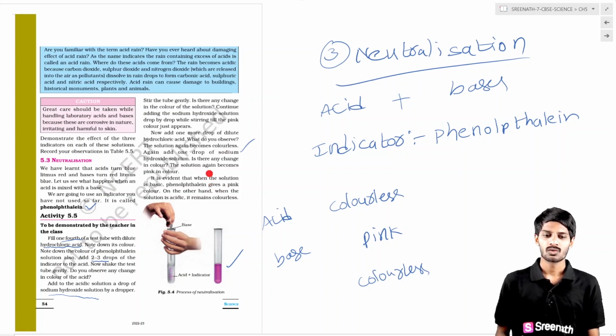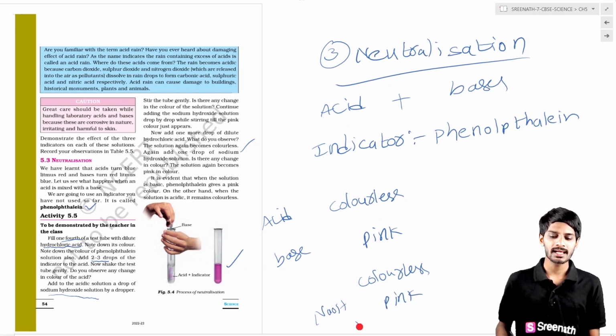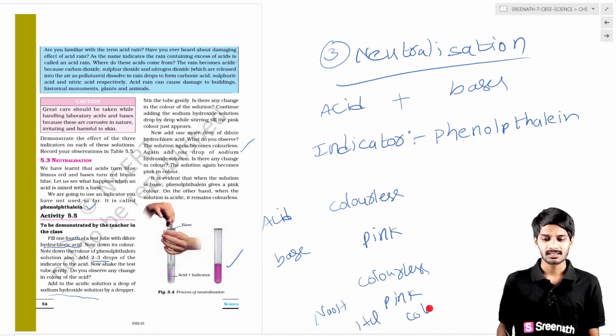It became colorless. So the solution again becomes colorless. Now, if you add NaOH, which is sodium hydroxide, again it becomes pink. Again, if you add HCl, it becomes colorless. This process continues.